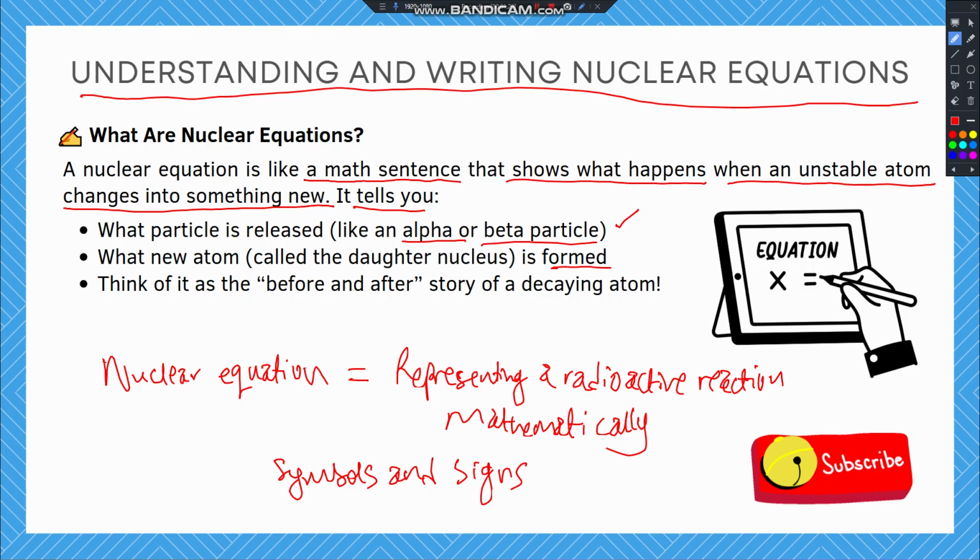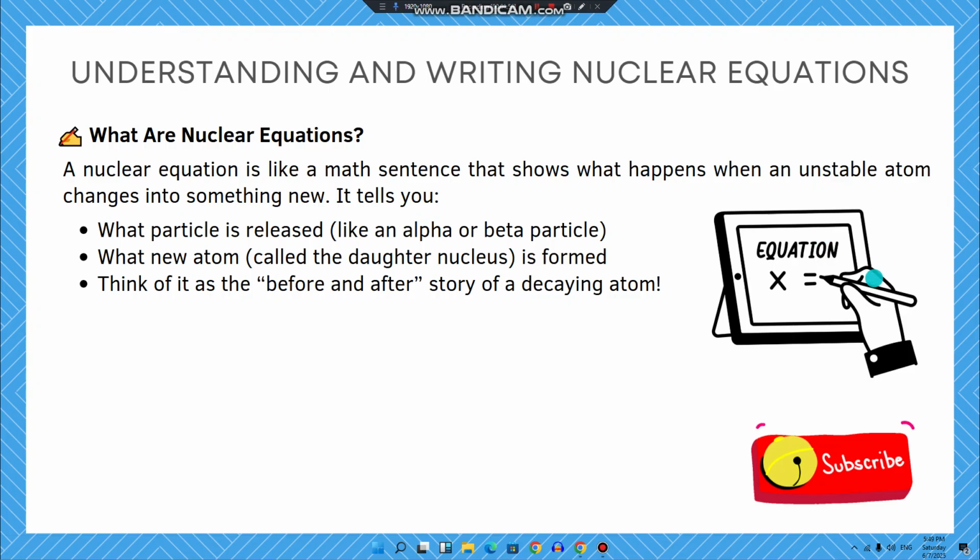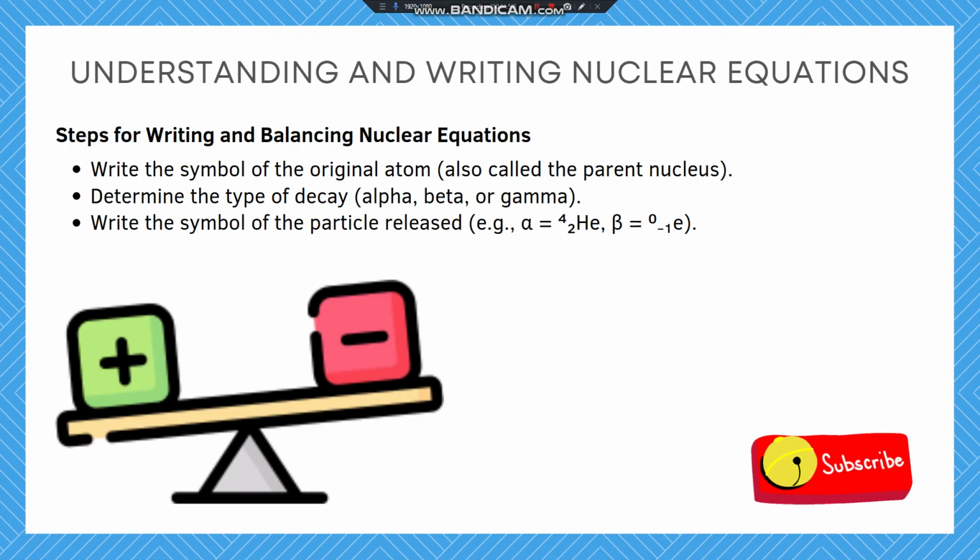That new atom formed is called the daughter nucleus, and the parent, or the atom that you started with that underwent the nuclear radiation, is called the parent nucleus. So think of it as the before and after story of a decaying atom. So the nuclear equation tells you what was happening before and what happened after the nuclear reaction took place. All right, now that we have defined what a nuclear equation is, there are actually some steps you need to familiarize yourself with to know how to write and balance nuclear equations.